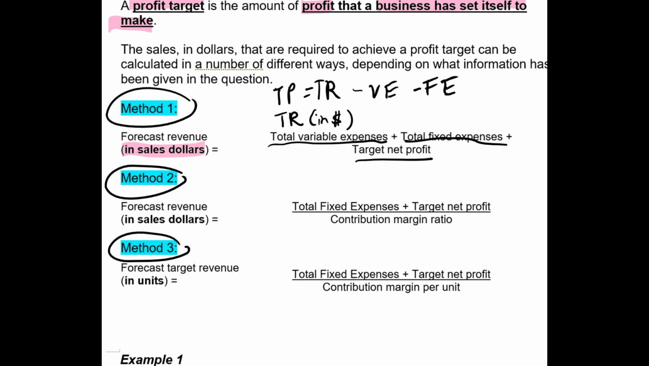So if I rearrange this formula, your target revenue, which is in dollars, equals, if I rearrange this formula, I will get TR equals, these two items I need to move to the other side of the equation. So TR equals target profit plus variable expenses plus fixed expenses. And then you will get the same formula as this. This is how we derive the method 1 formula.